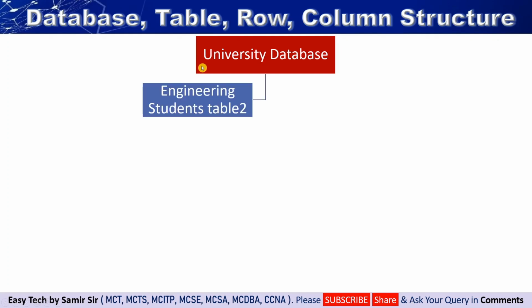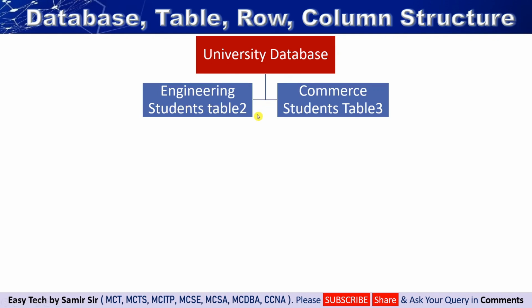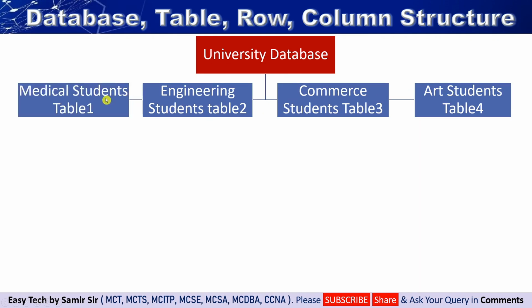So an SQL database is divided, and it stores something called a table. Let's take an example: we want to save a university database. We may have some tables which can store engineering students' details, some tables which can store commerce students, some tables which can store arts students, and some tables which can store medical students' details. Apart from that, there can be details about professors, courses, addresses of all the students, and so on and so forth.